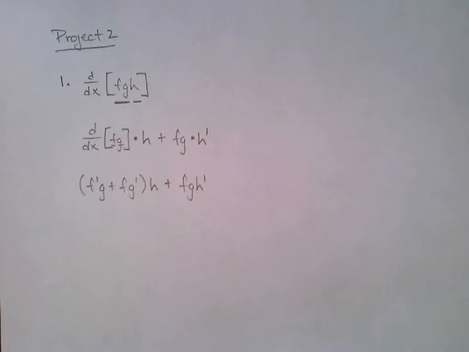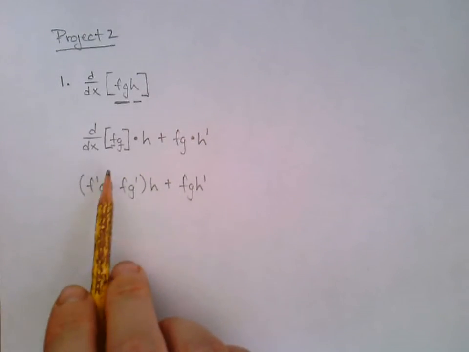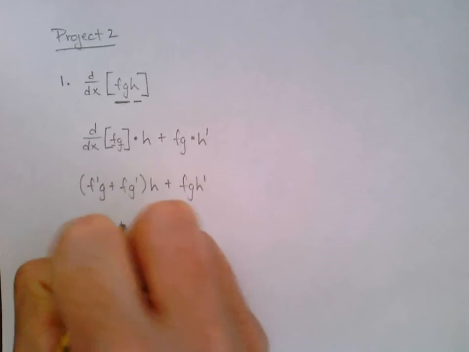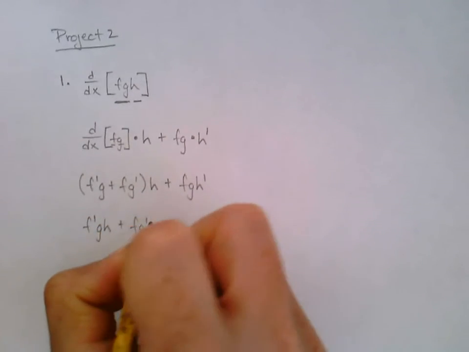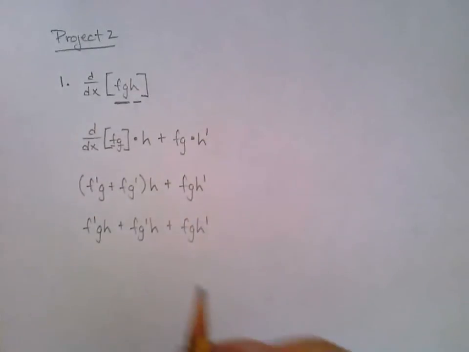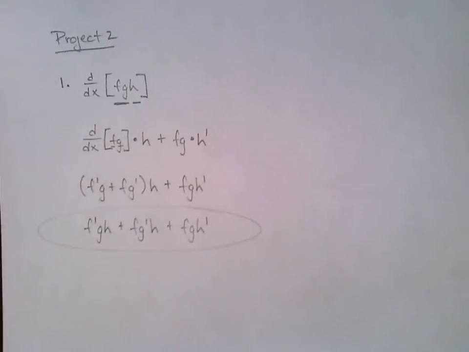Then it says to simplify. So we've taken the derivative, now we want to simplify. How can we simplify? Distribute the h. f prime g h plus fg prime h plus fg h prime. That is the answer to number 1.